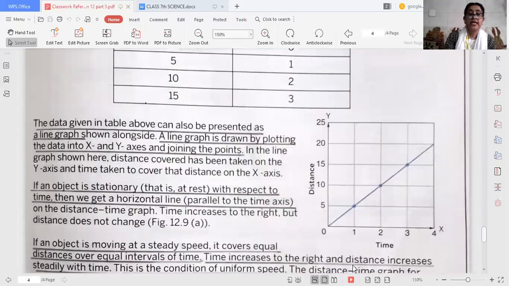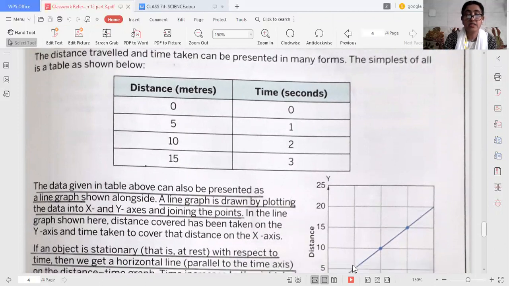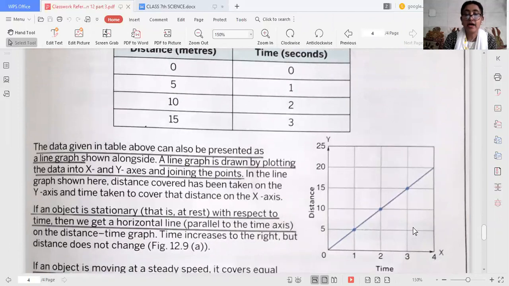Now, the data given in the table above, you can see the data is given here. The data given in the table above can also be presented as a line graph, as you can see here. A line graph is drawn by plotting the data on the x-axis and the y-axis. The time is on the x-axis and the distance is on the y-axis.